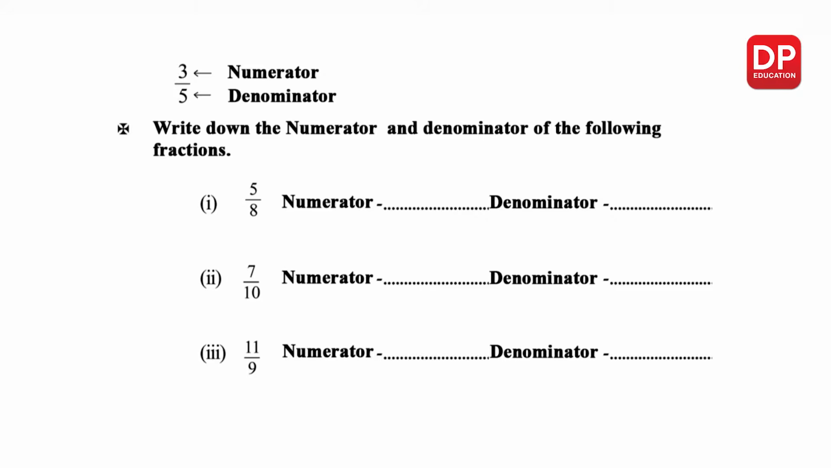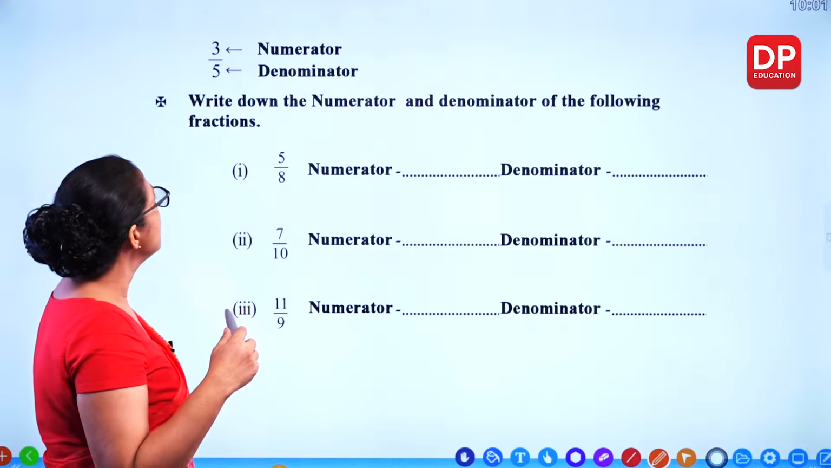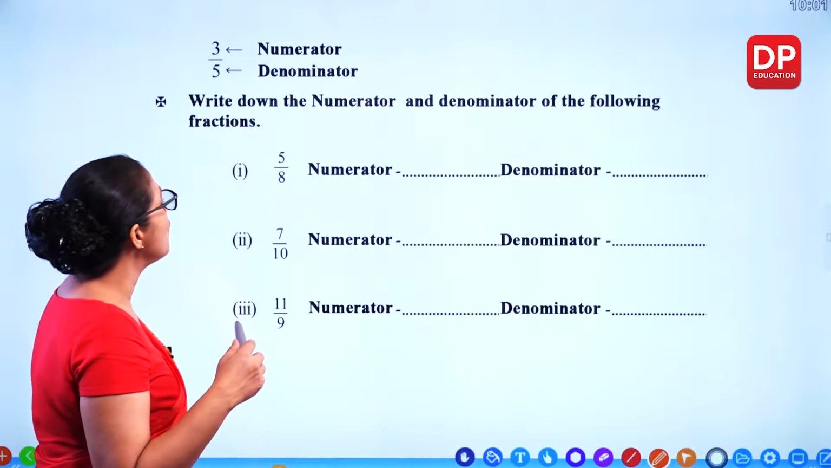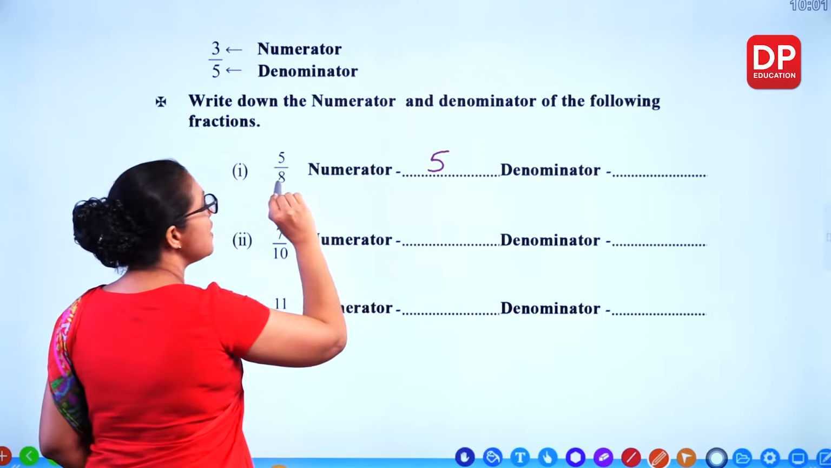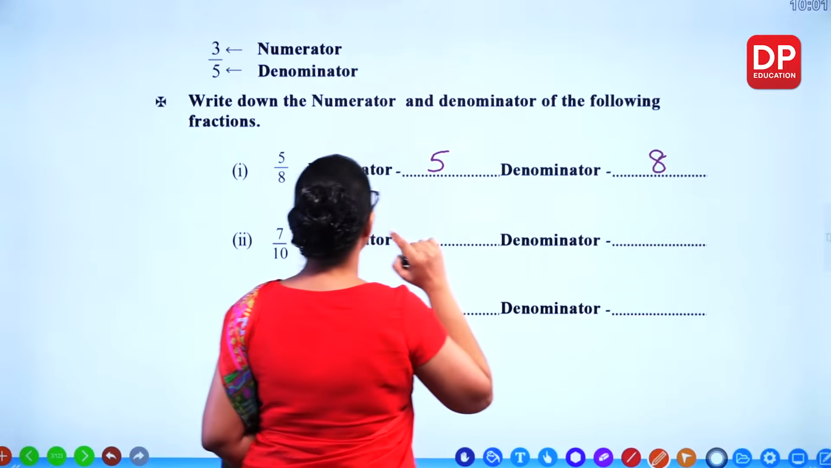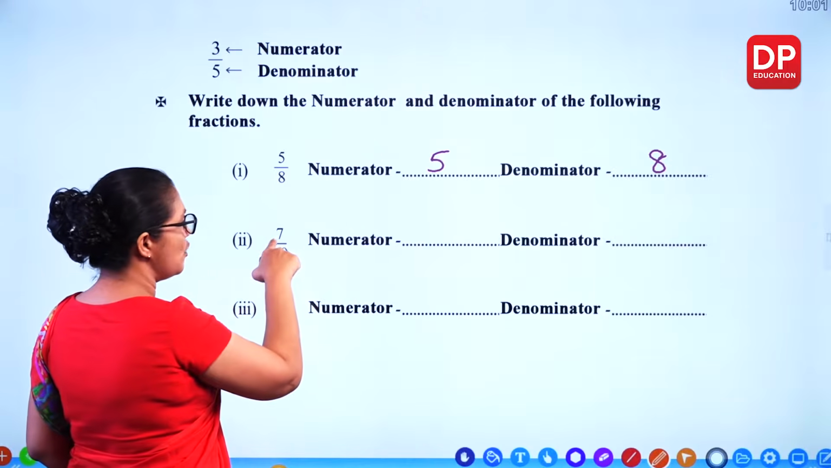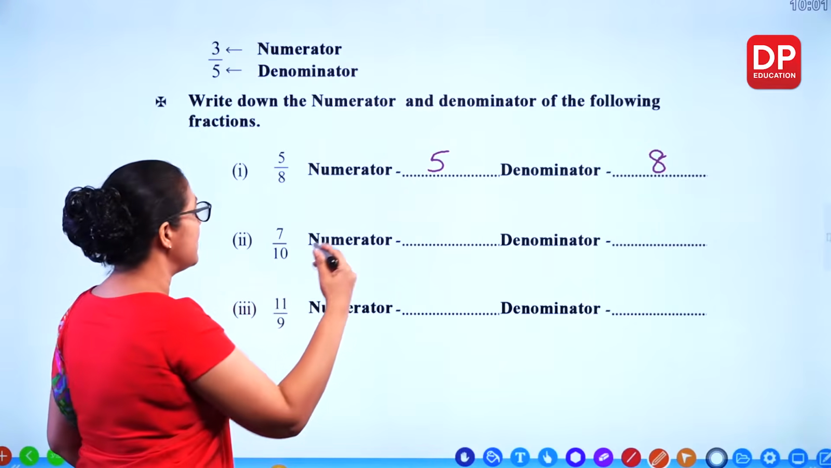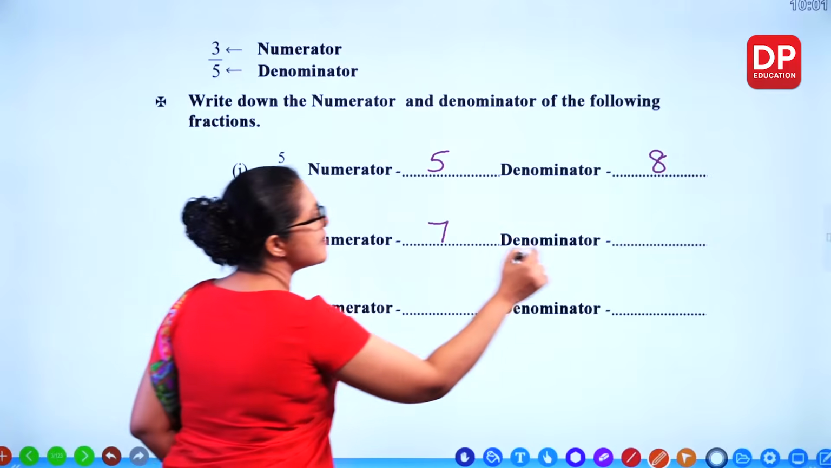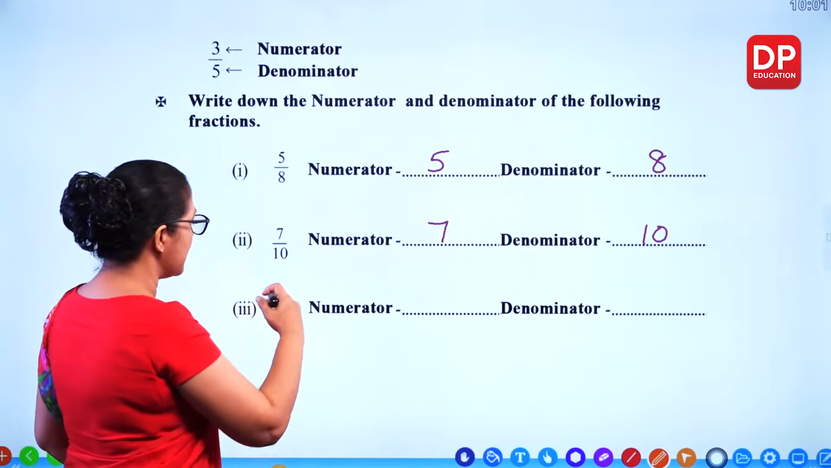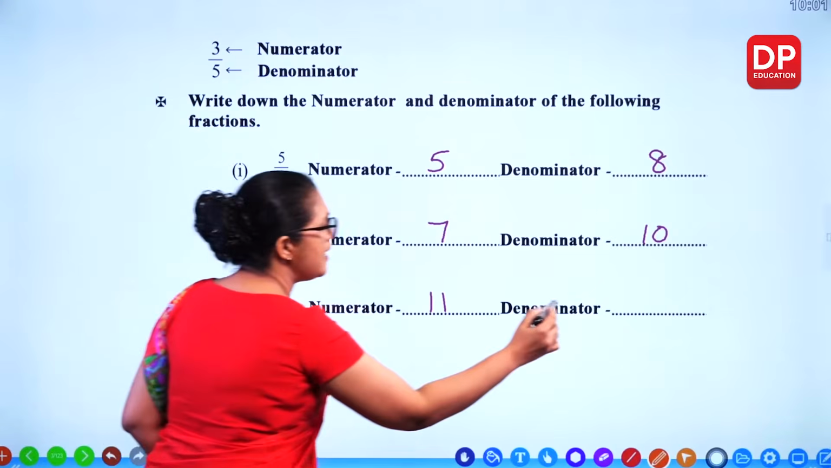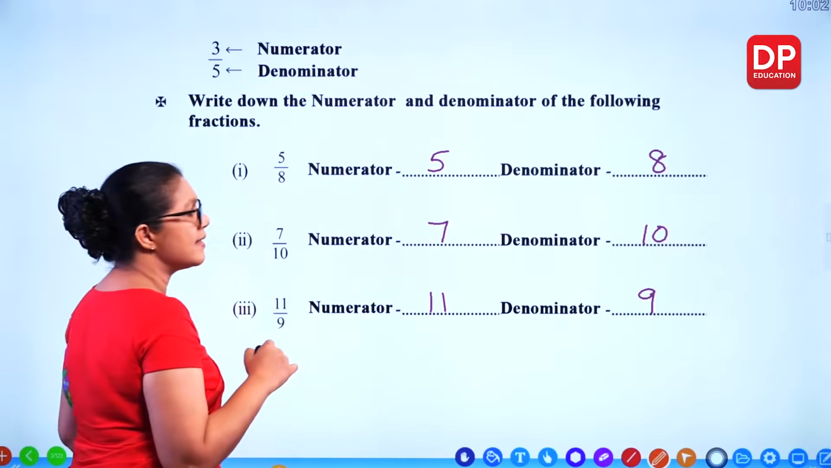So we call the number above the line the numerator and the number below the line the denominator. So write down the numerator and denominator of the following. 5 over 8. So what's the numerator? Numerator 5, denominator 8. 7 over 10. Numerator is the number above the line. That's 7. 10 is the denominator. 11 over 9, what's the numerator? 11. And 9 is below the line. That's the denominator.